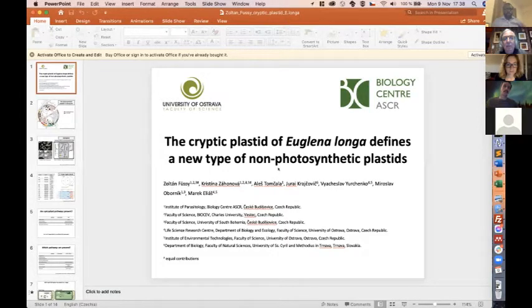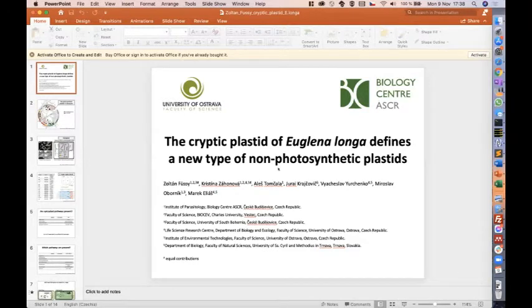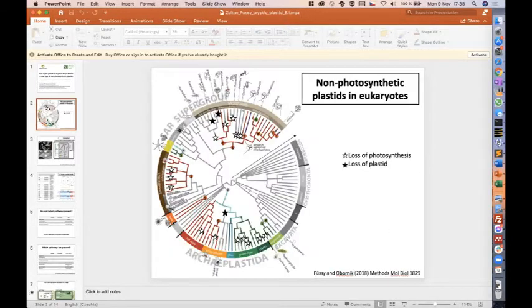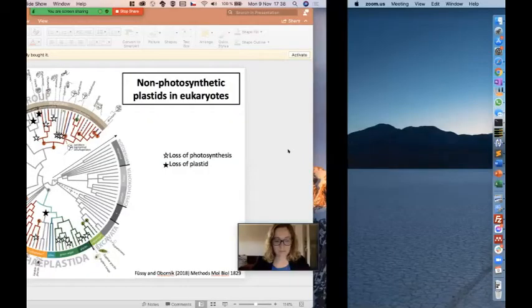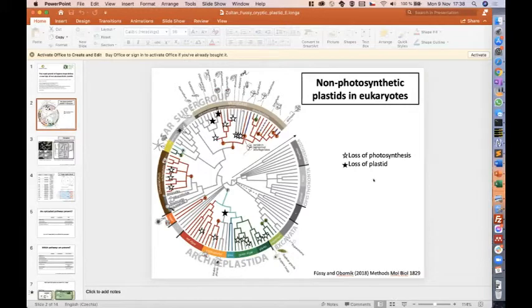So hello everyone. I'm here to talk about the cryptic plastid of Euglena longa that was found to define a new type of non-photosynthetic plastids. As you probably know, there are many lineages that acquired photosynthesis among eukaryotes, and there are at least as many eukaryotes that lost photosynthesis in these lineages. So it seems to be a very frequent phenomenon.